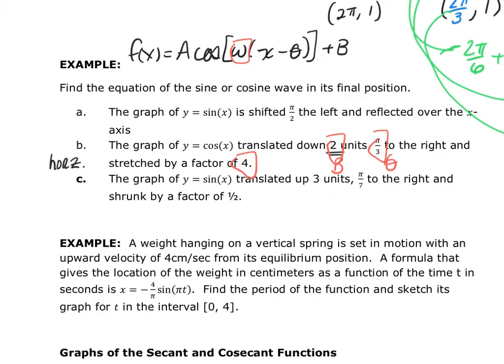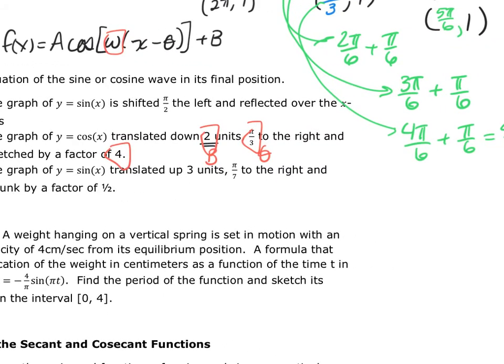So let's bring this all together. I'm just going to write it down here. My y is equal to, do I have any kind of a value I have to worry about other than 1? No. So it is going to be the cosine of my omega. Do I put 4 or do I put 1/4? 1/4, because it's always the opposite. Because it's a stretch, it needs to be a fraction less than 1. And then x. I'm going to the right, so is it a plus or minus?